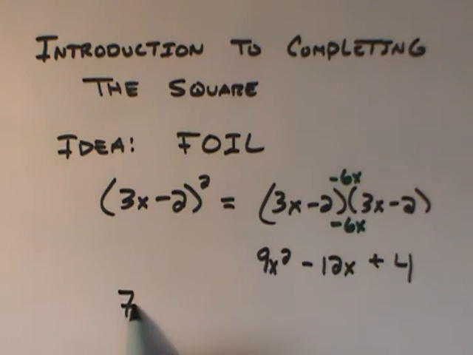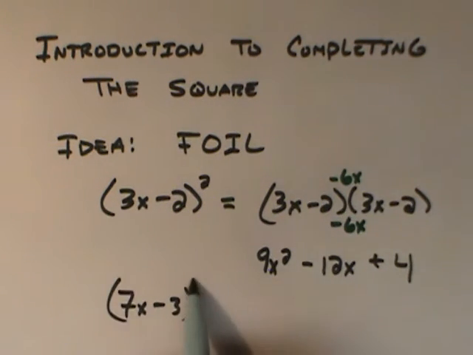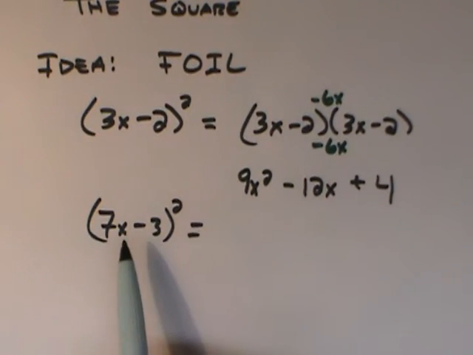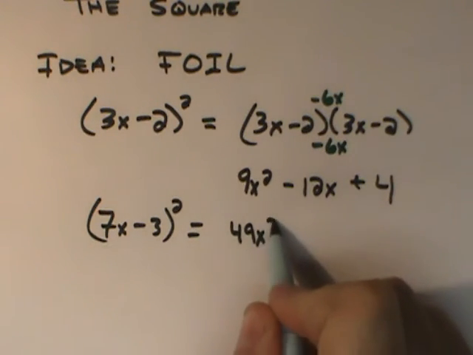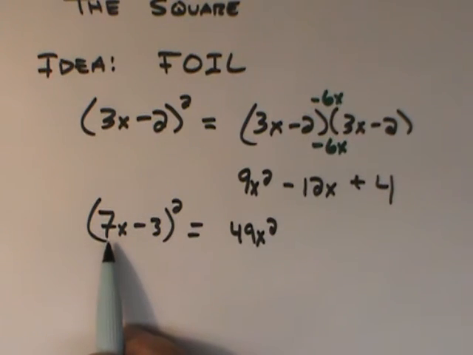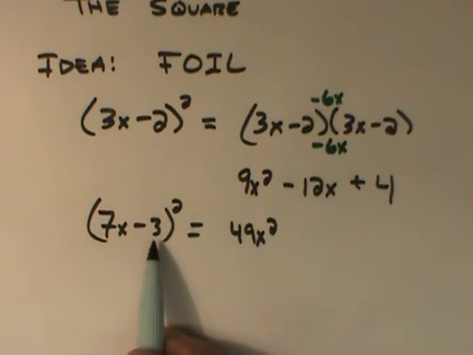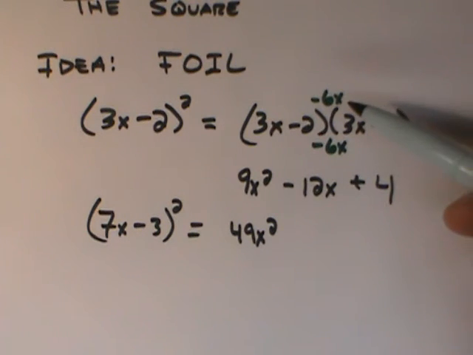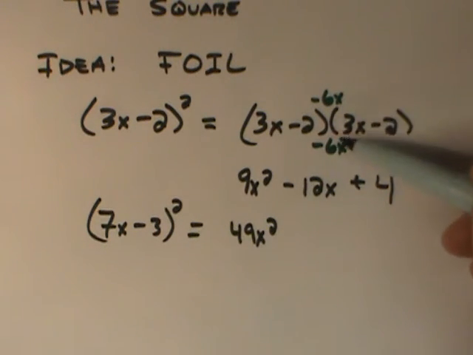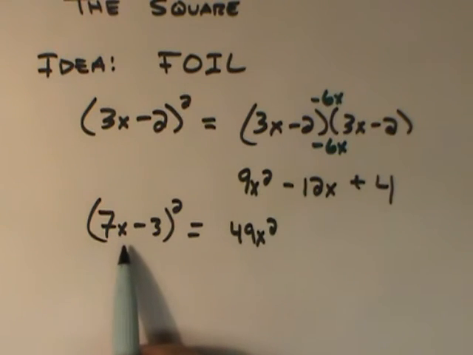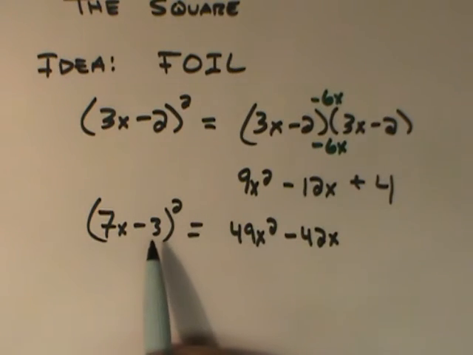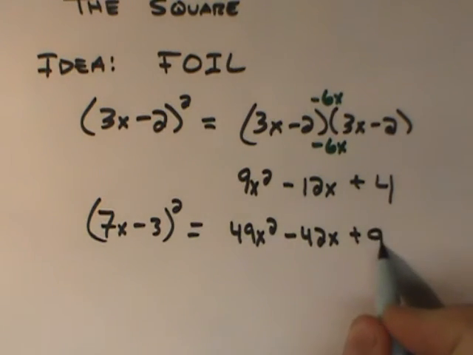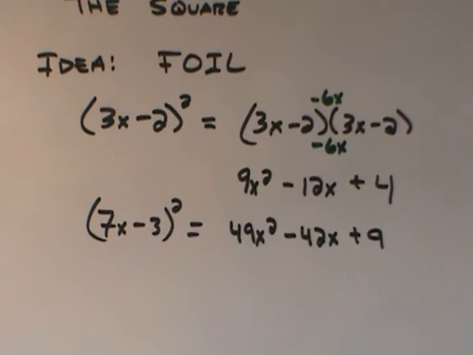We'll try something like 7x minus 3 quantity squared. I don't necessarily need to do all the work. I know the process. So I look at the first term. I can do first with first, which is 49x squared. Then I look at this product. 7x times negative 3 is negative 21. And just like up here in the previous example, I was able to double to get that middle term. So this negative 21x doubled would be minus 42x. And then of course we square the last term, which would be a plus 9. Your last and first terms should always be positive.